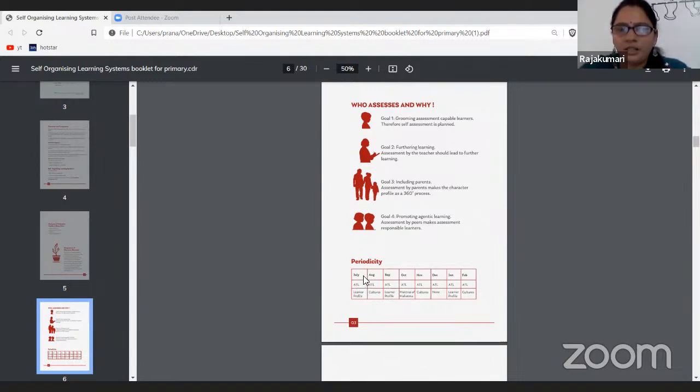Okay. Below that, the second row, what is it saying? In July, learner profile and ATL, both will be assessed. Cultures will be there in August and also in November. And then again, mantras only in October. Cultures again will be assessed in February. Okay.